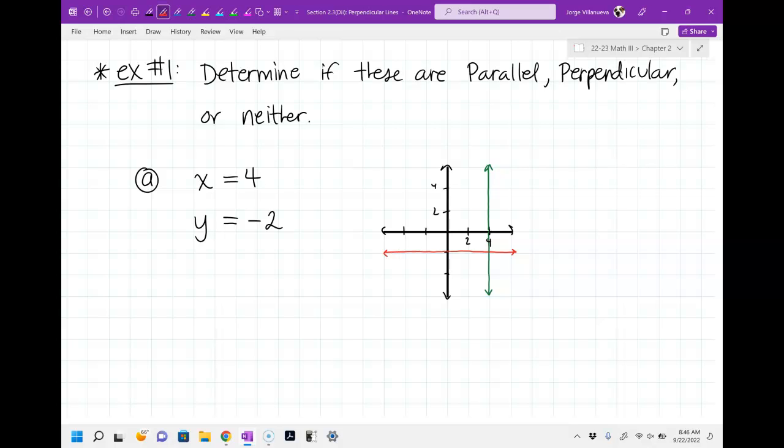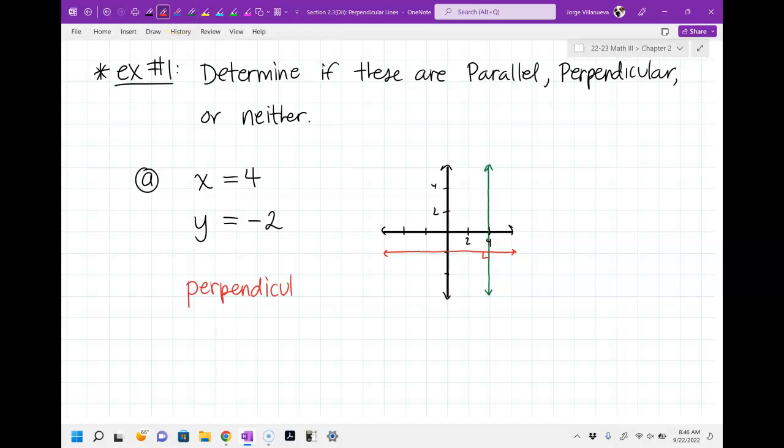Are these lines parallel? No. Are they perpendicular? Do they cross each other, almost making a perfect plus sign, I guess you could say? Yeah, it looks like there's a 90-degree angle right there. So that means these lines have to be perpendicular.